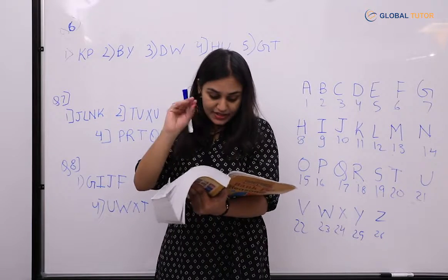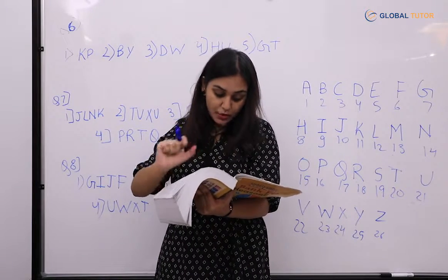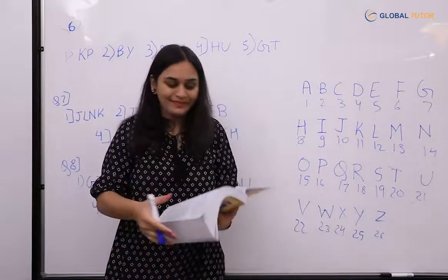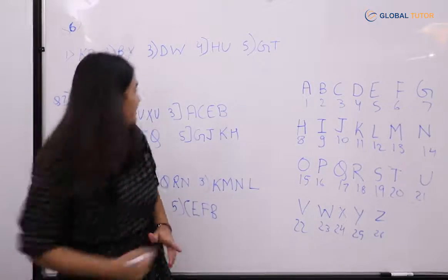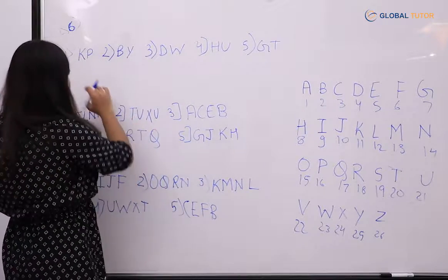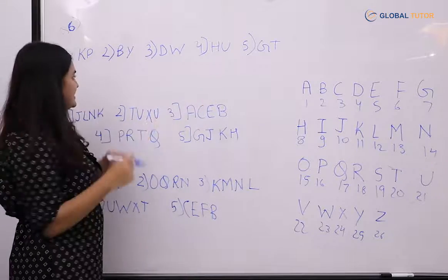And in the bracket there's written, these questions are based upon English alphabetical series, which means it's based upon this. So let's get started. The first question, again you have to find the odd one out. So there's KP, BY, DW, HU, GT.